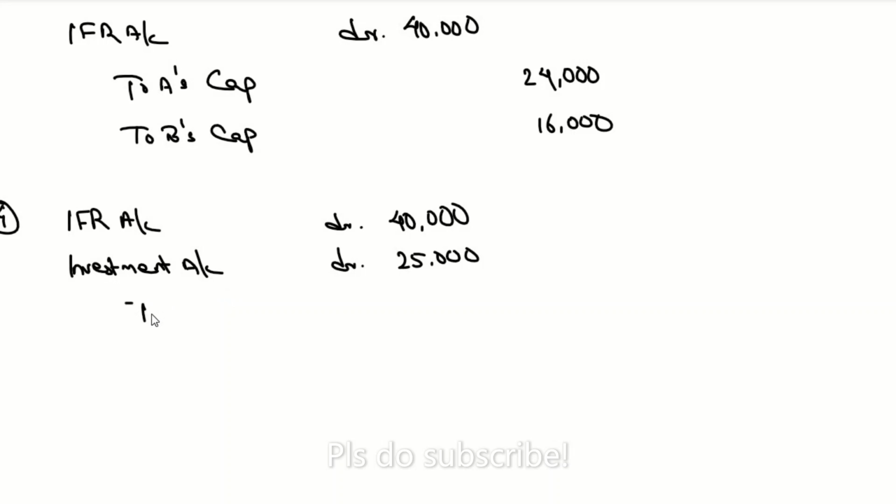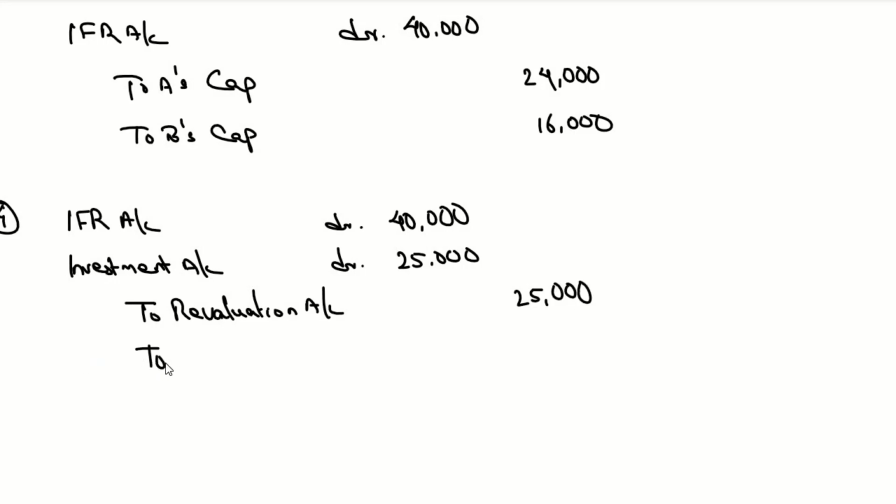The increase in the value of investment is a revaluation profit, so revaluation account 25,000. The remaining 40,000 can be distributed to partners' capital, to A's capital, to B's capital, which is 24,000 and 16,000.